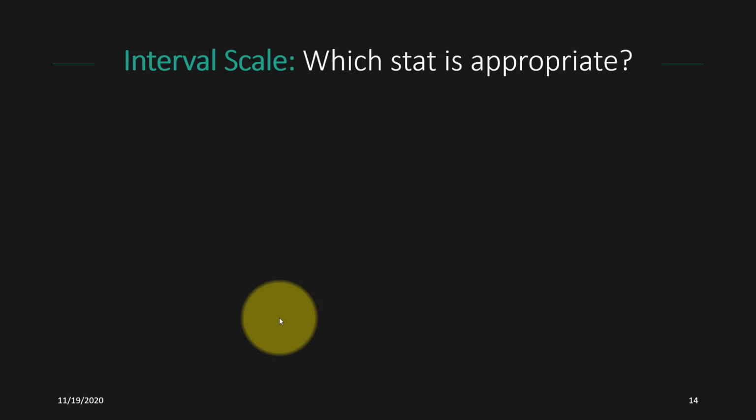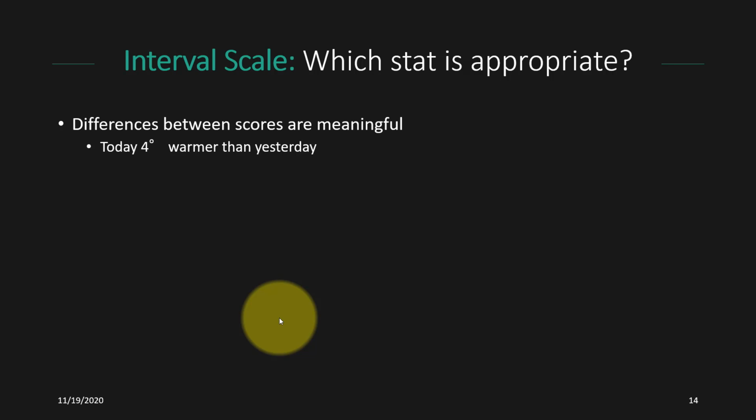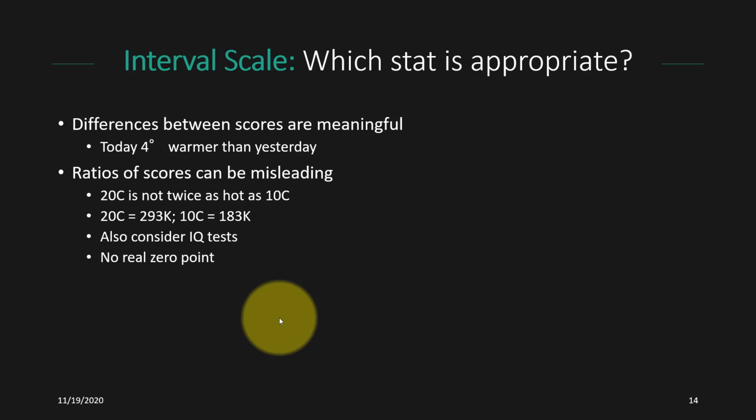So as we move into the parametric forms of data, the first one is going to be the interval scale, right? So differences between scores are meaningful. So we can say, for instance, today was 4 degrees warmer than yesterday. But ratios of these scores can be misleading, right? So 20 degrees Celsius is not actually twice as hot as 10 degrees Celsius. And you can actually see this a little more clearly if you make the conversion between Celsius and Kelvin, right? Where 20 degrees Celsius is 293 degrees Kelvin, 10 degrees Celsius is 183 degrees Kelvin, and 293 is not twice 183, right? Also, we can think about this like IQ tests, right?